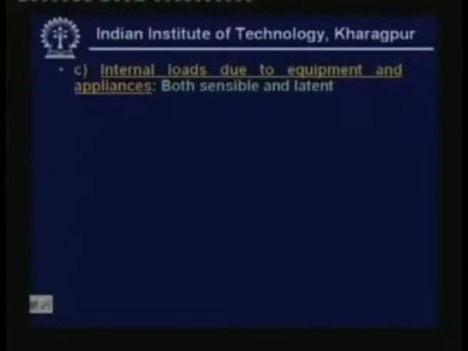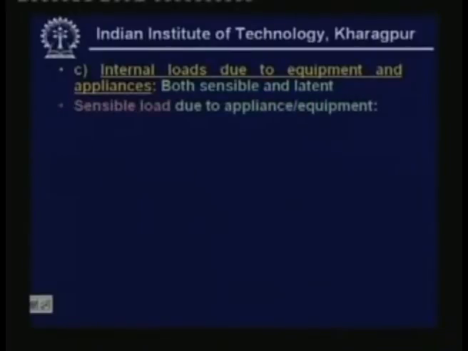Next comes internal load due to equipment and appliances. A conditioned space may consist of many home appliances or several equipment such as computers, printers, etc. All these generate heat, and this heat is added to the air inside the conditioned space, and it has to be ultimately taken out from the building. And this load can be sensible and latent depending upon the type of the equipment.